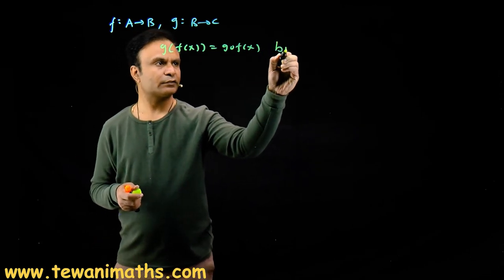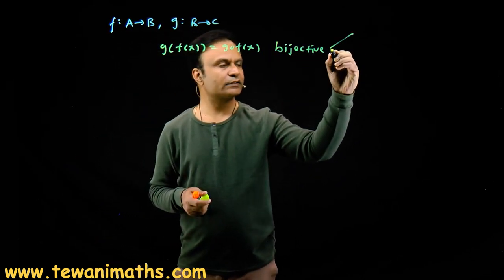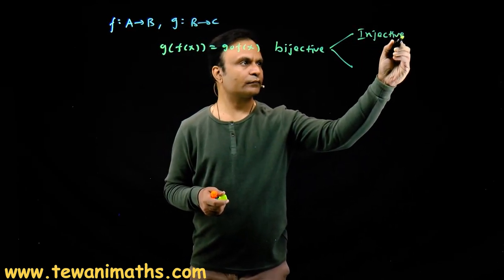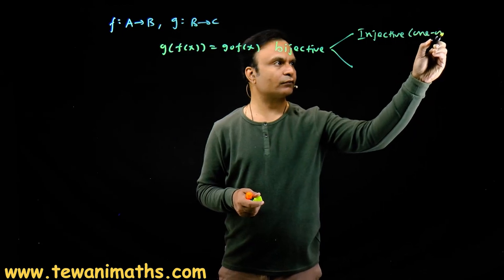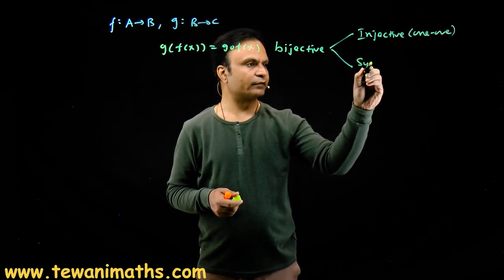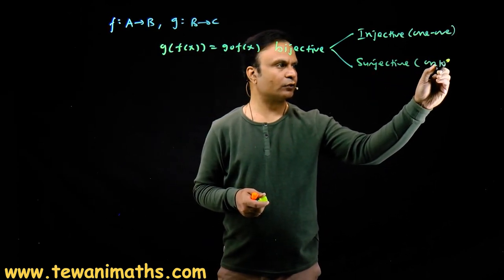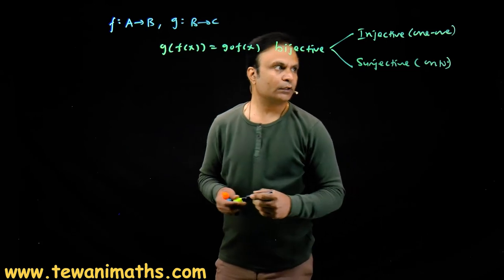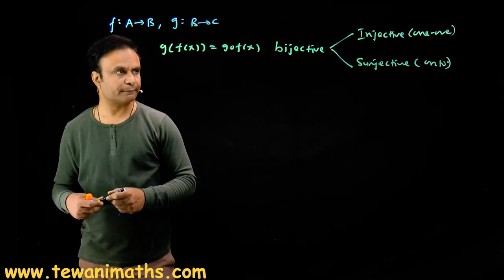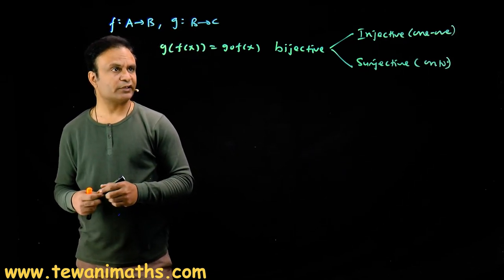This function is bijective. Bijective means function is injective, that means function is 1-1, and surjective, that means function is onto. Now function g of fx is bijective. Function is injective as well as surjective.